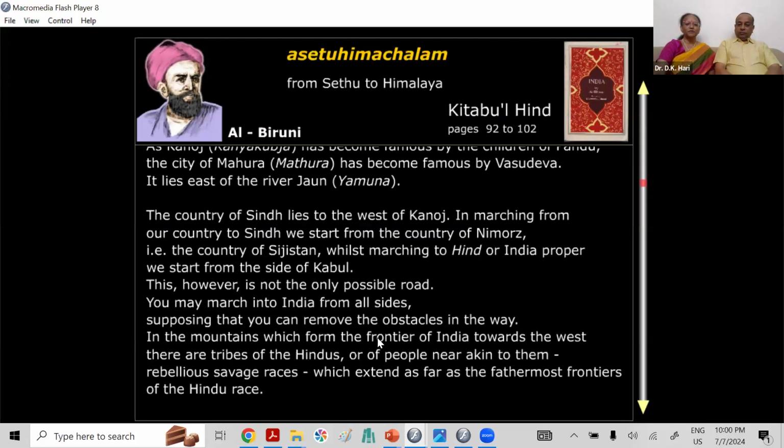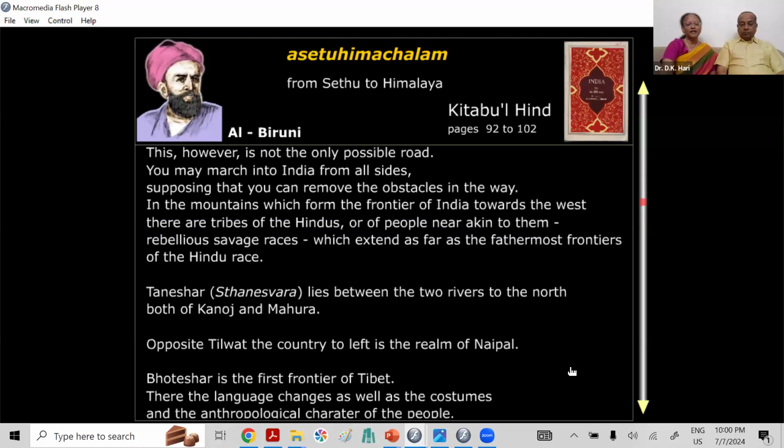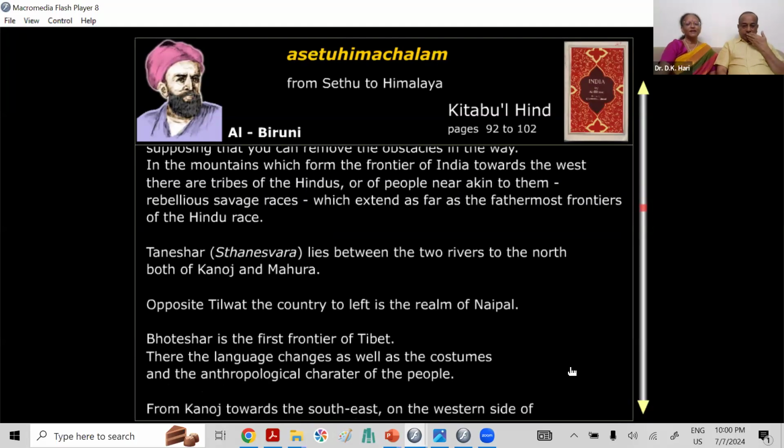So he says in the mountains which form the frontier of India towards the west, there are tribes of the Hindus or of people near akin to them, rebellious savage races which extend as far as the farthermost frontiers of the Hindu race. And then he talks about Taneshwar, which lies between the two rivers of Kanauj. This is Taneshwar, which was the capital of Harsha. Then look at this name. Of course, he says opposite Tilwar, the country to the left is the realm of Naipal. That is present-day Nepal. And then Bhoteshwar, any guesses, is the first frontier of Tibet.